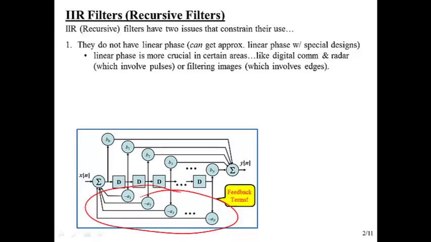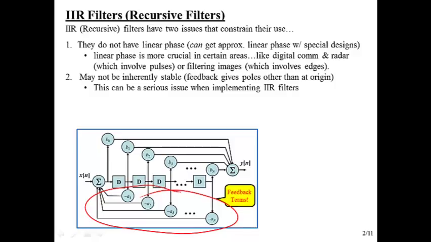You may also remember me saying that in certain areas like digital communications and radar, things that involve pulses, and filtering of images, we haven't really talked about applying filters to two-dimensional signals like images, but you can. Images which involve edges can also be strongly required to have linear phase when you filter them. So IIR filters do not have linear phase, but you can get approximate linear phase with some special designs, but those are not that common, really.